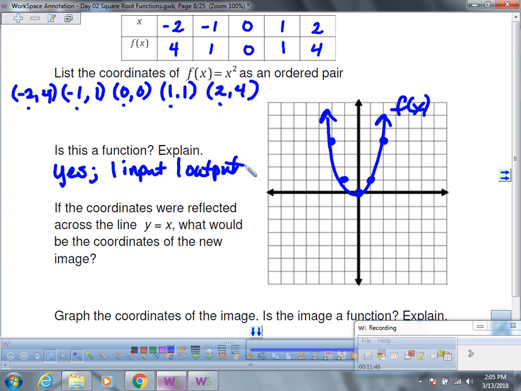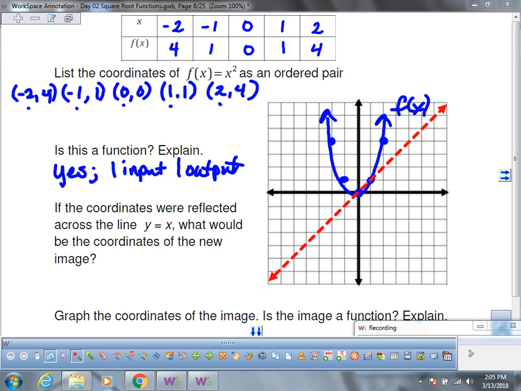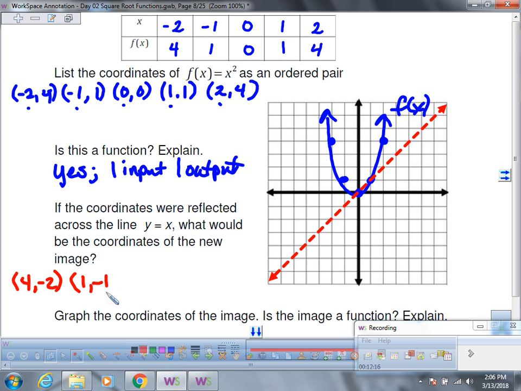All right, if the coordinates were reflected across y equals x, like we've been talking about, what would be the coordinates of the new image? Well, instead of -2, 4, my new coordinates at that point would be 4, -2. And my new one here would be 1, -1, 0, 0, 1, 1, and 4, 2.